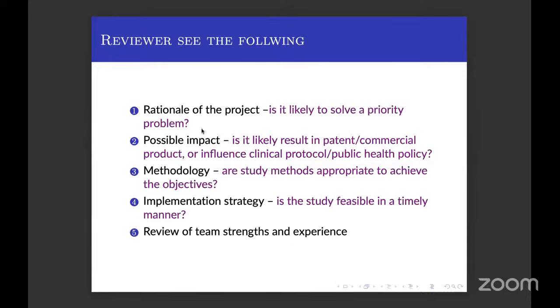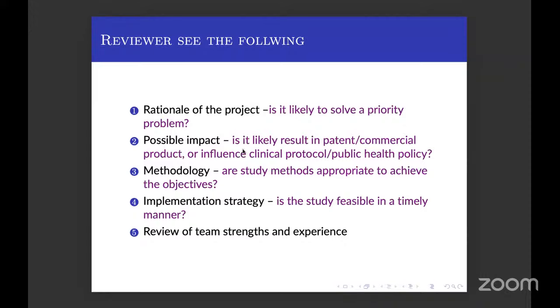Okay, is it likely to solve a priority problem? Some problems are there. For example, you are doing an AI and that AI is beneficial for a blind person. So that is the rationale of the project. When you are doing a project, whether it has a rationale or not, whether it is going to solve a societal problem or not. If there is a societal problem which is solved by your project, there is a very good chance of getting the project on board.